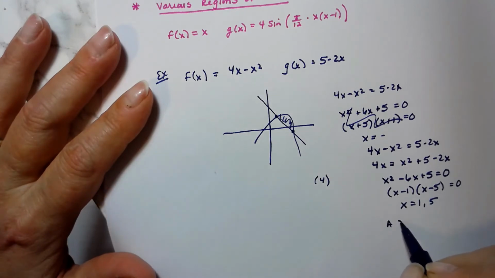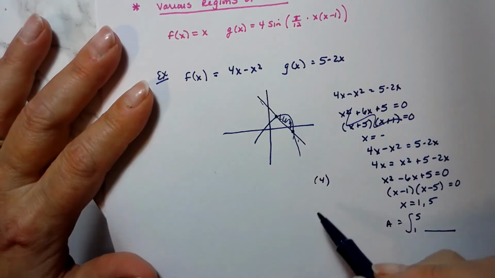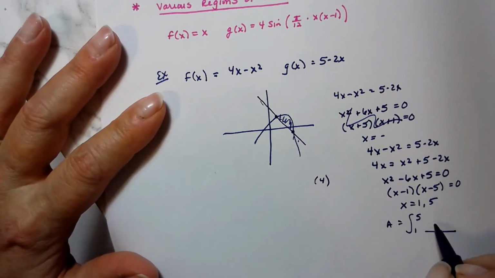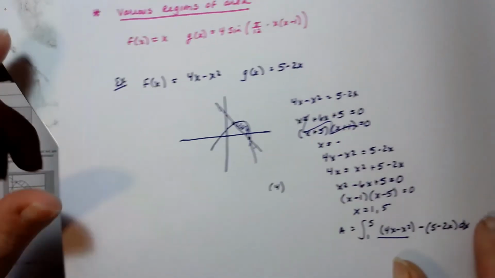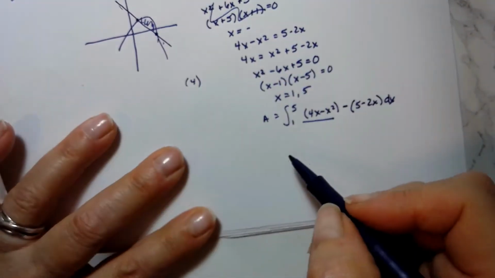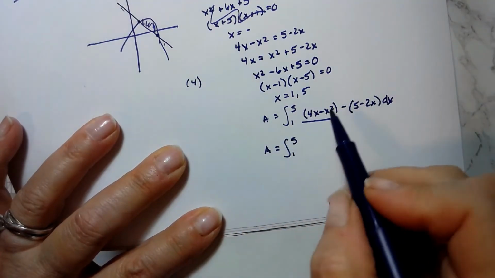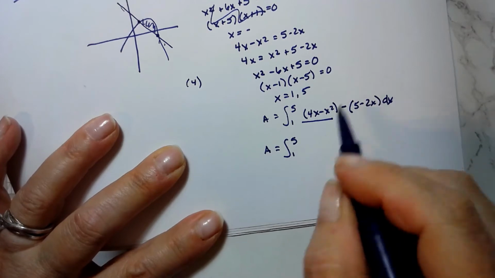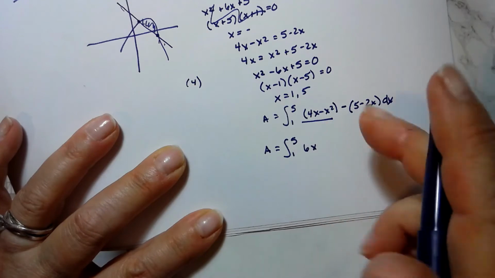My area is equal to the integral from 1 to 5. Now all I have to do is get my integrand. It's top curve minus bottom curve. The linear function is the bottom curve. So it's 4x minus x squared minus the bottom curve, 5 minus 2x, dx. Let me clean this up. The integral from 1 to 5: 4x minus negative 2x gives me 6x, 4 plus 2 is 6x, and negative x squared.